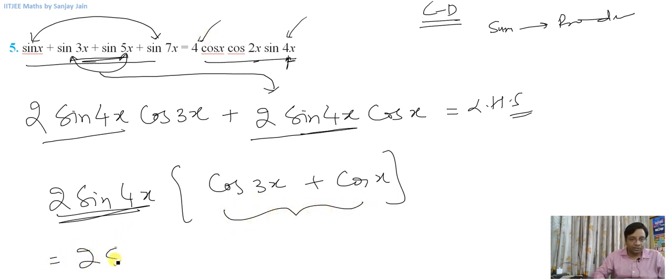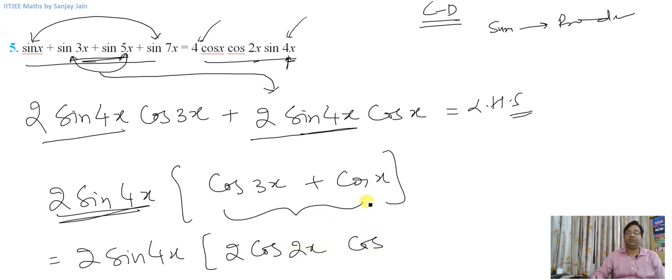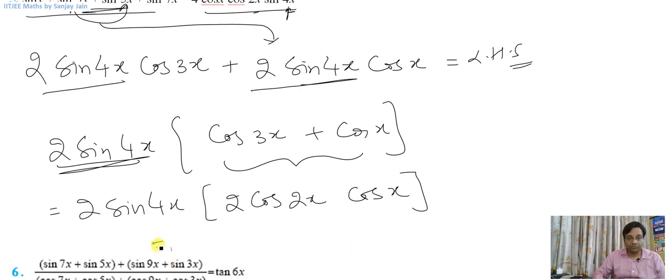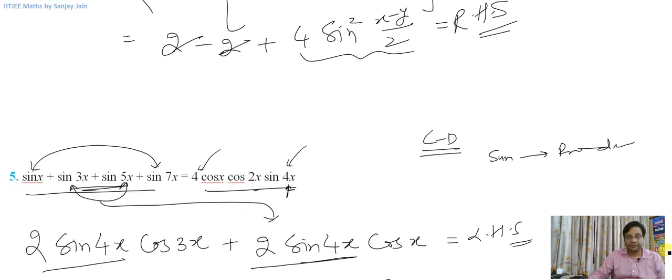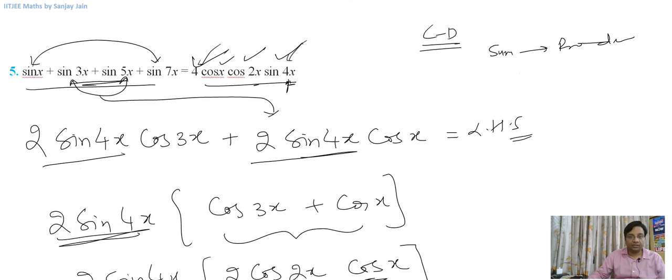So it will be equal to 2 sin 4x, and this is cos c plus cos d, that will give me 2 cos (c plus d)/2, (3x plus x) 4x by 2, 2x, and cos (c minus d)/2, that is cos x, and this is nothing but my right hand side. This is equal to 4 cos x cos 2x sin 4x, which is my right hand side. 4 cos x cos 2x sin 4x. Okay, let us move to the next question.